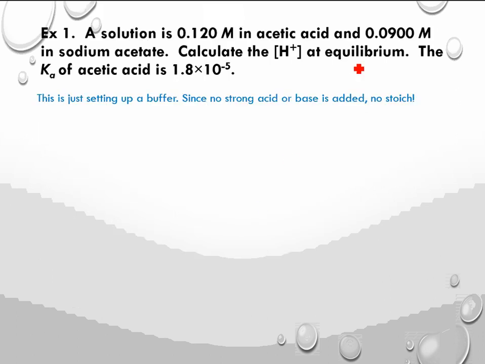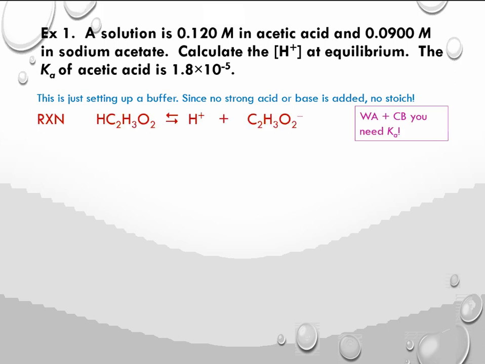So here we go. A solution is 0.12 molar in acetic acid and 0.09 molar of sodium acetate. Calculate the hydrogen ion concentration at equilibrium. The Ka is that. This is not yet a buffer. We're making a buffer, and we're going to figure out the concentration. From video 1, we did one very similar to this, so let's whip through it. We're just setting up the buffer. There's no acid or base being added, so no big deal.